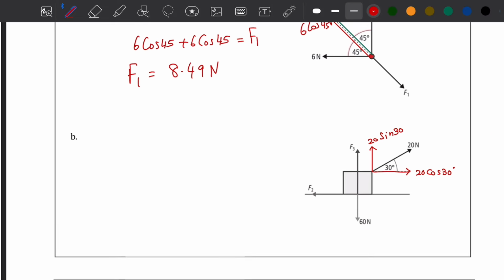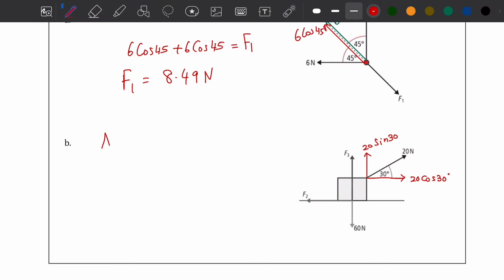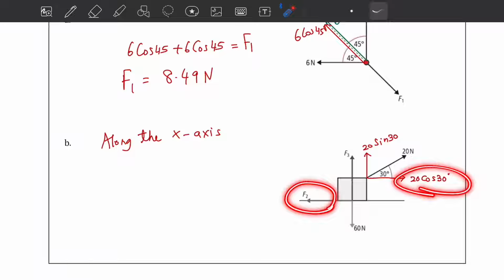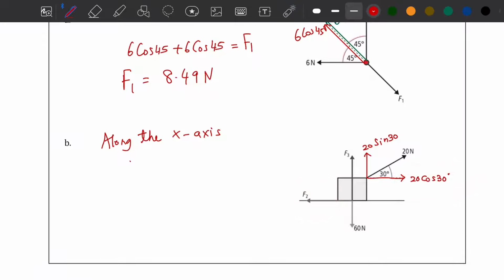Because it's in equilibrium, along the x-axis, this is your x-axis, we can see there is 20 cosine 30 to the right and F2 to the left. So these two forces must be equal to each other. F2 is equal to 20 cosine 30, which will be 17.32 Newton.